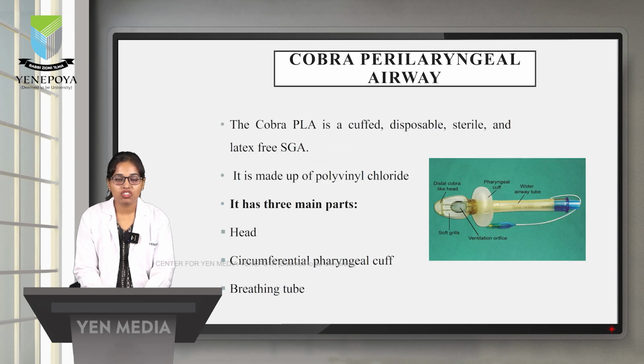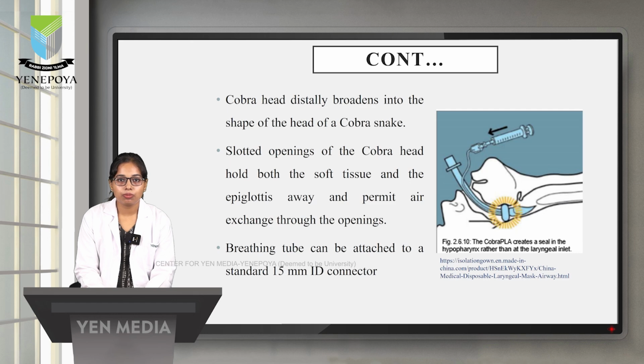And the Cobra perilaryngeal airway is a cuffed, disposable, sterile, and latex-free supraglottic airway device. It is made of polyvinyl chloride. It has three parts: head, circumferential pharyngeal cuff, and breathing tube. The Cobra head distally broadens into the shape of the head of a cobra snake. The slotted opening of the Cobra head holds both the soft tissue and the epiglottis away and permits air exchange through the opening. The breathing tube can be attached to a standard 15 mm inner diameter connector.